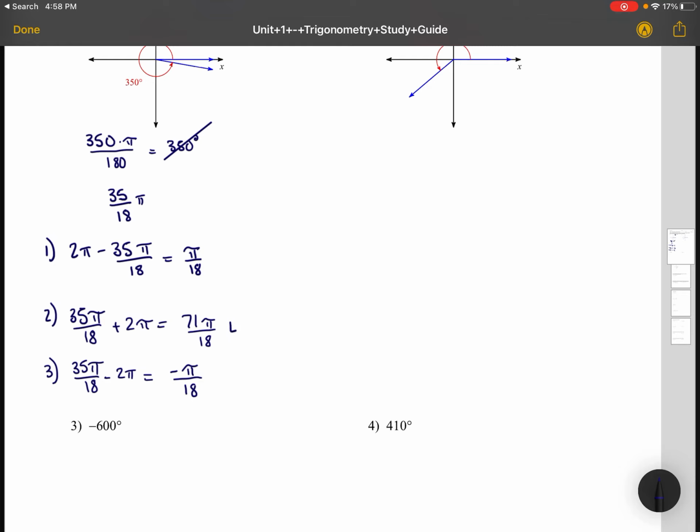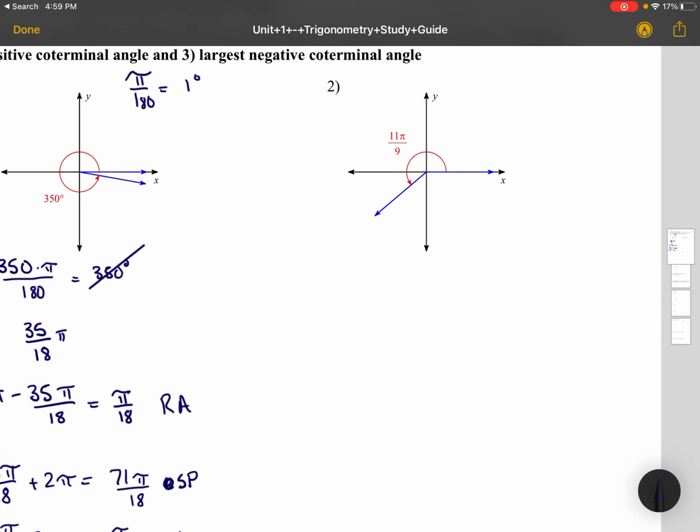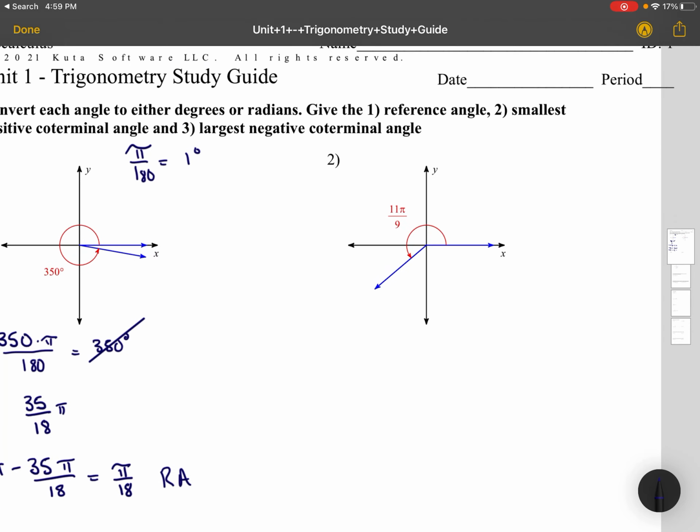So we've covered both of those immediately. So we have our smallest positive coterminal angle and the largest negative coterminal angle, and then we have our reference angle. For number 2, the angle is 11 pi divided by 9. So now if pi divided by 180 is equal to 1 degree, 1 radian is equal to 180 divided by pi.